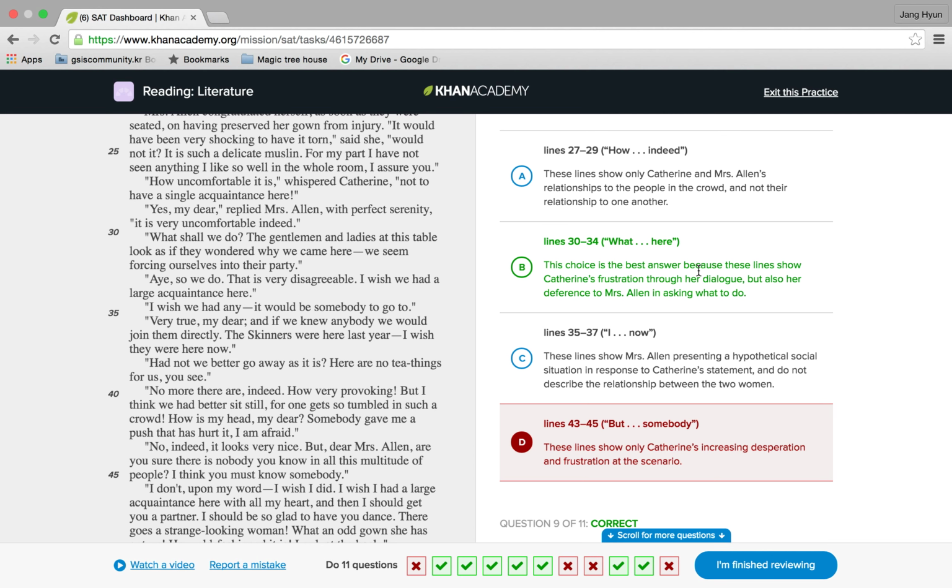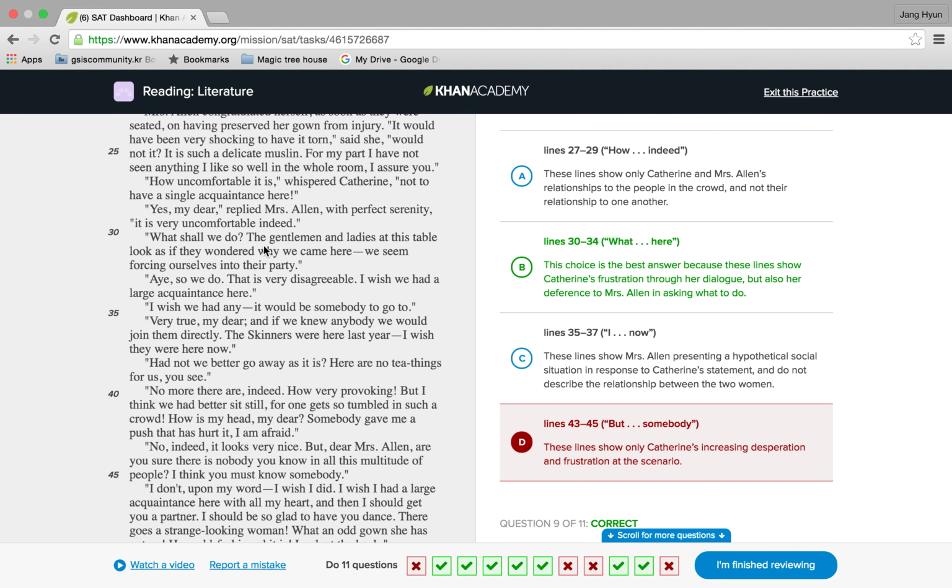This choice is the best answer because these lines show Catherine's frustration through her dialogue, but also her deference to Mrs. Allen in asking what to do. So this is Mrs. Allen. Again, she's being a narcissist.